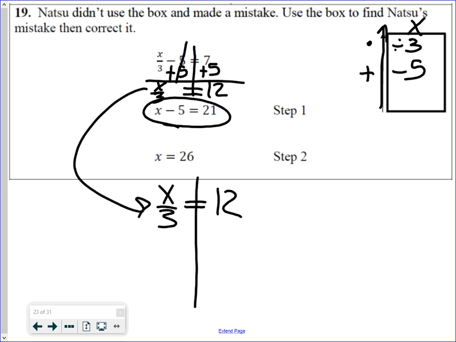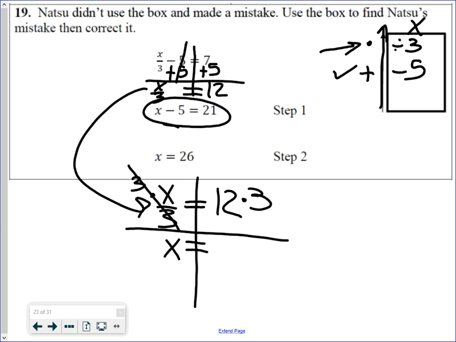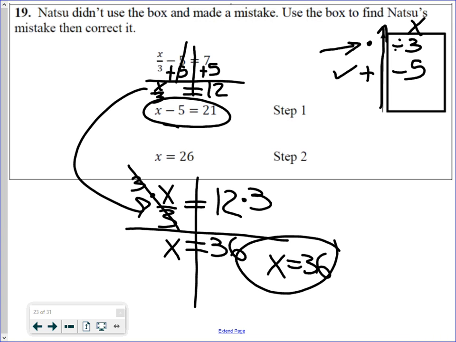Because we already did the add 5, the next step is to multiply by 3. So let's times by 3, times by 3. And here we go. The 3's divide to 1. I get x equals 12 times 3, which is 36. We get x equals 36, which is 10 more than what Natsu got at 26.